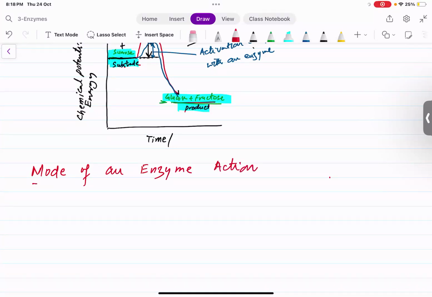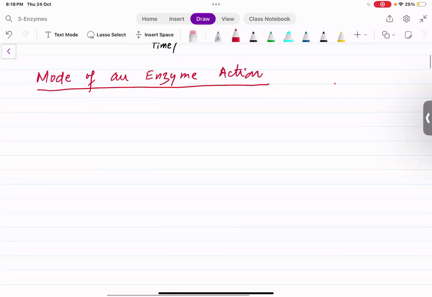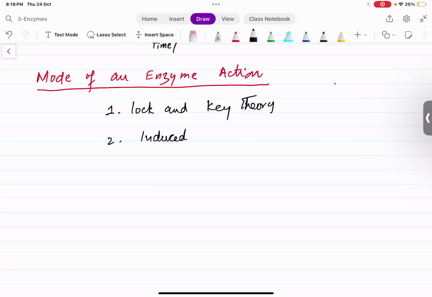There have been two theories proposed to describe the mode of action of an enzyme. One is the lock and key theory or model, and the other is the induced fit model. So let's see the lock and key model first.